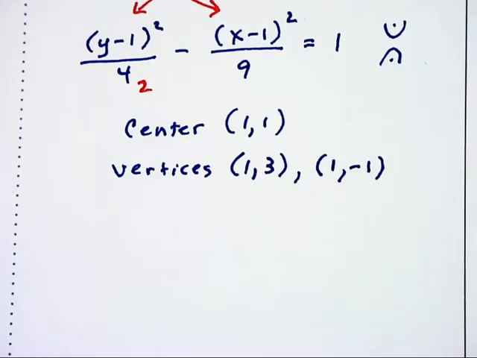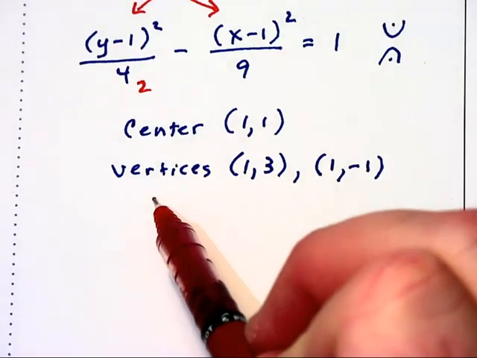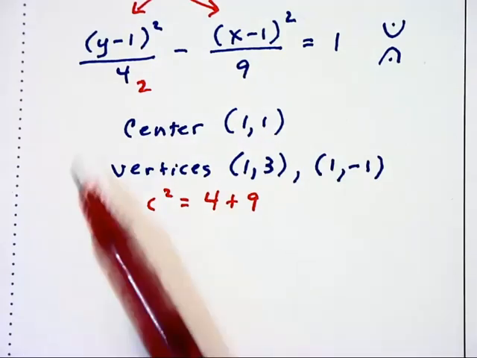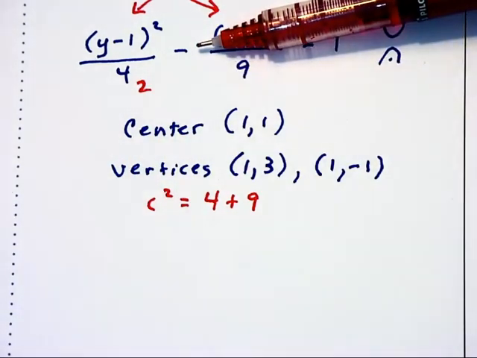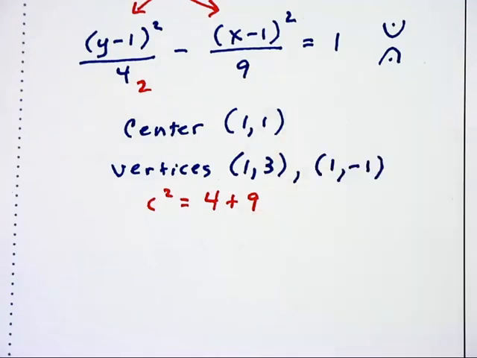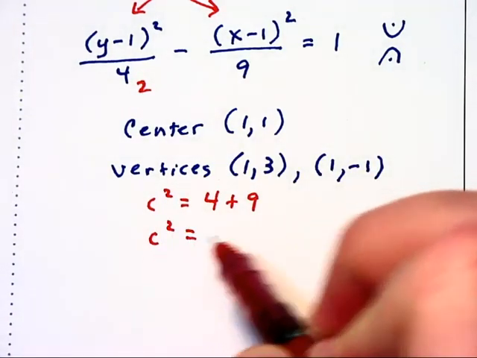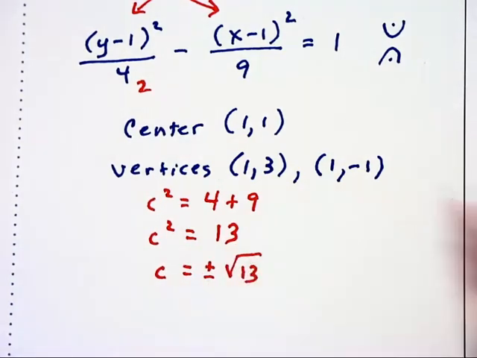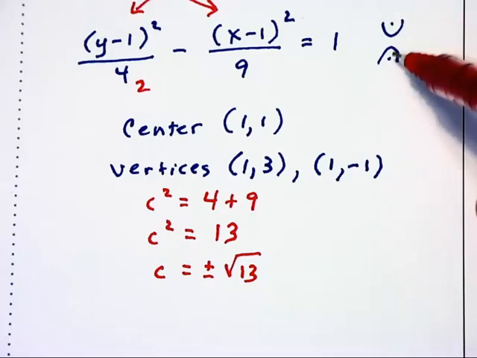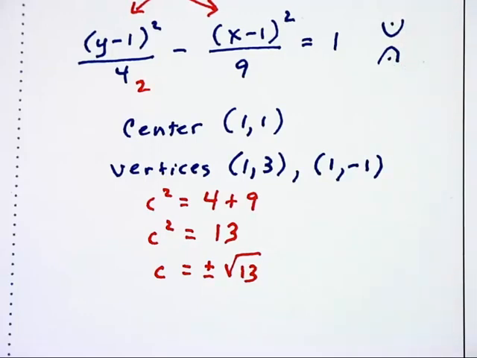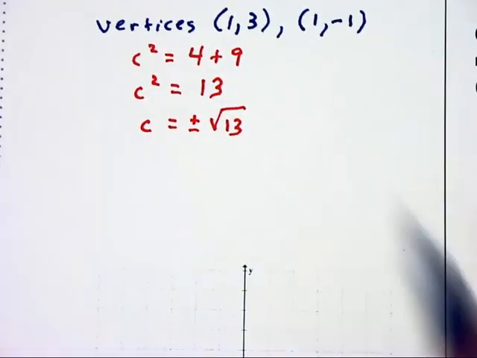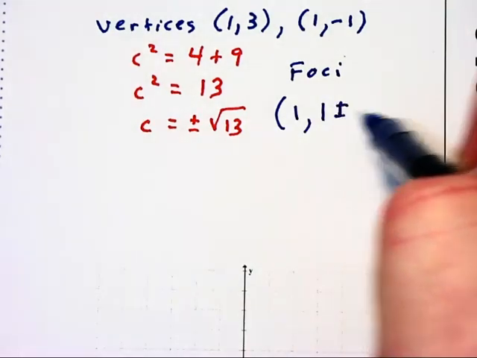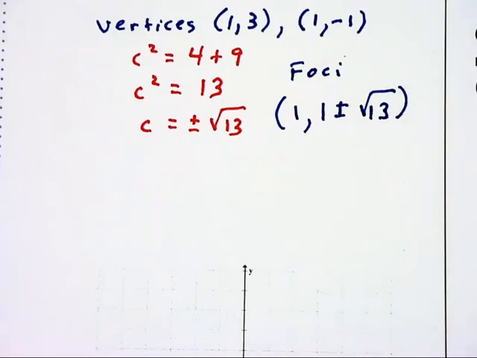Okay, the next thing we need to do is start looking for the foci, beginning with c squared equals 4 plus 9. That's the sum of these different denominators. Notice that we have a minus between our fractions, and that's a reminder to us that we're going to add these denominators together. So c squared is going to be 13, and c will be plus or minus the square root of 13. From our little sketch, we know the foci will also be located above and below the center, and therefore the foci will be located at 1, 1 plus or minus the square root of 13.